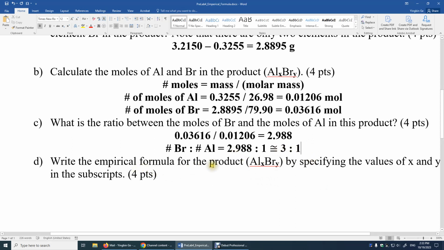And now what we have is this. In this compound, for every aluminum atom we have 3 bromine atoms. So this is going to be aluminum 1, bromine 3. In chemistry, when you have a subscript 1, we do not usually write it. And that would be the final answer.